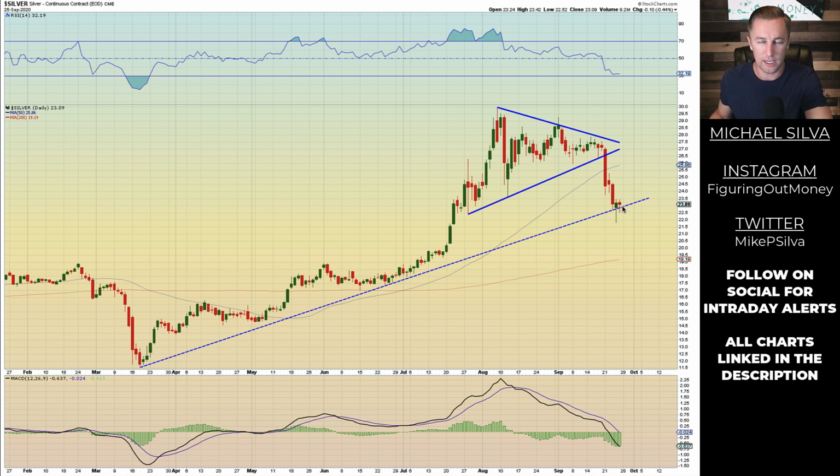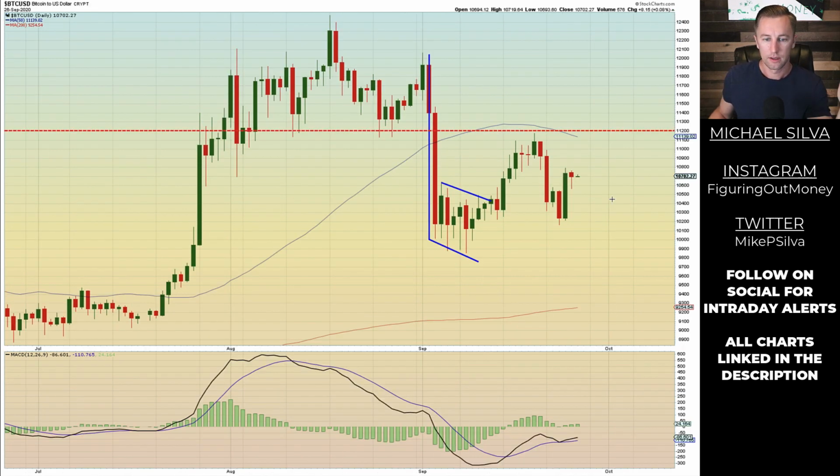So, we'll see where it goes in the near future. Here is Bitcoin. Bitcoin had a big day the other day. I didn't post the chart, but the reason why I didn't is because it held 10,200, and then we saw just a nice big technical move to the upside. 10,200 is the level of support, and then right below that is 10,000.